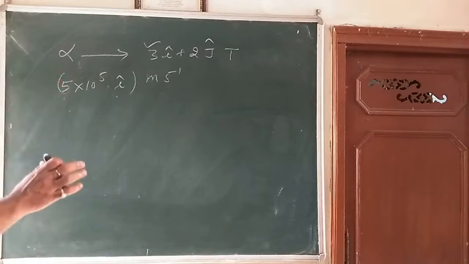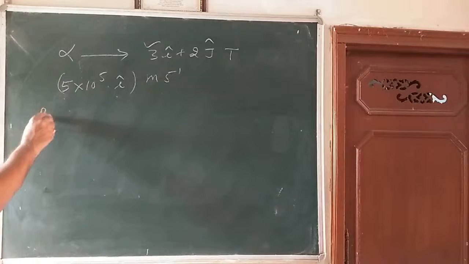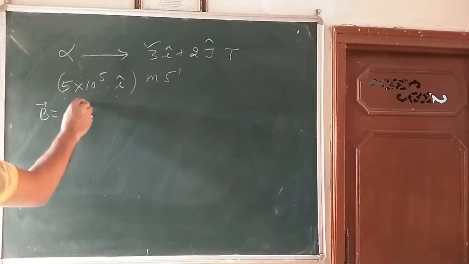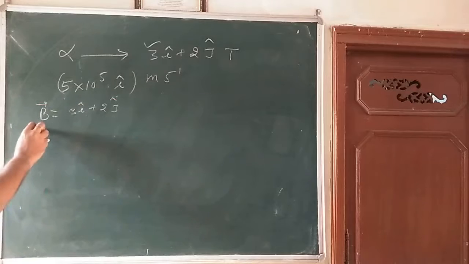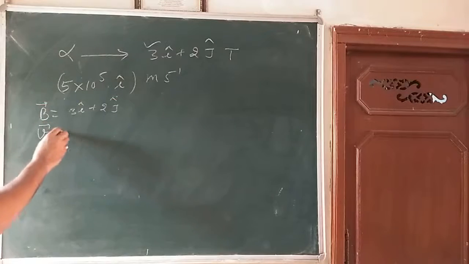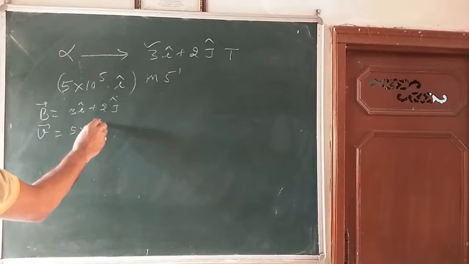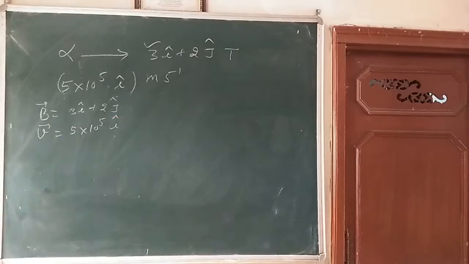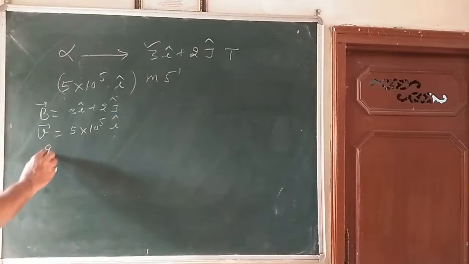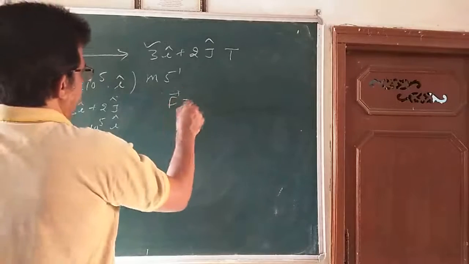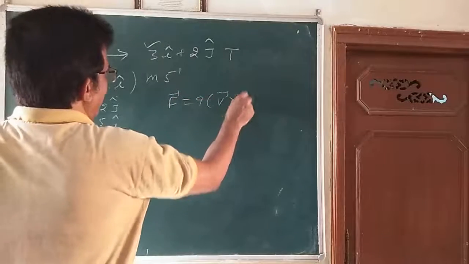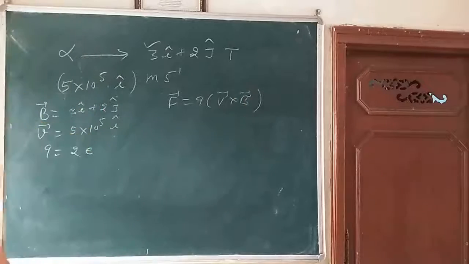It is a very good question. What is given to us? B is equal to 3i + 2j. And the speed is given, children, that is v is equal to 5 × 10^5 i cap. And the charge of an alpha particle is twice of e. So the formula for the magnetic force here is F is equal to q v cross B. This is the formula here.